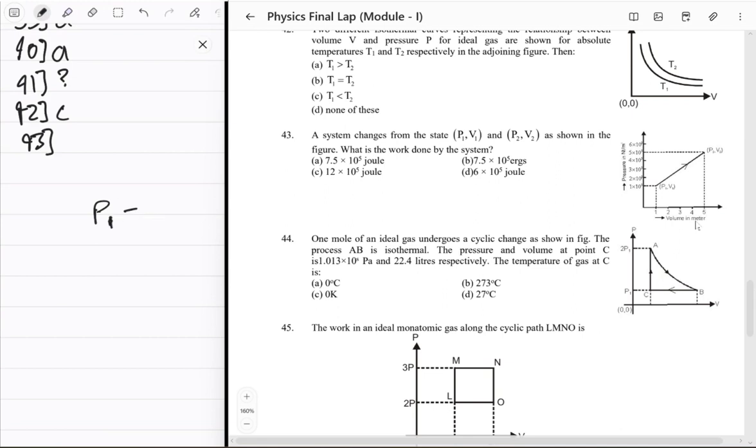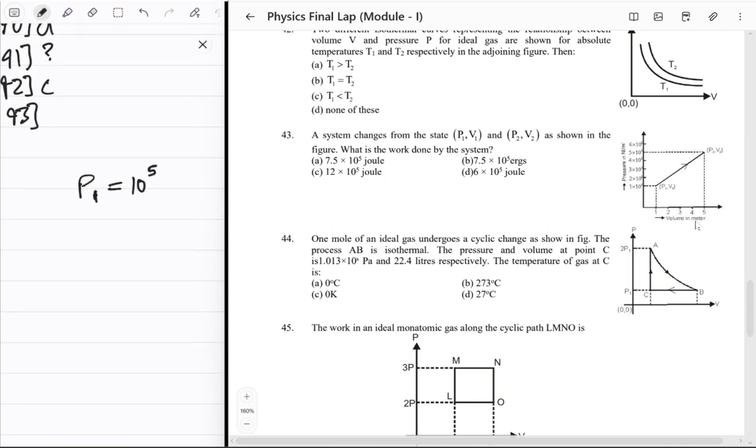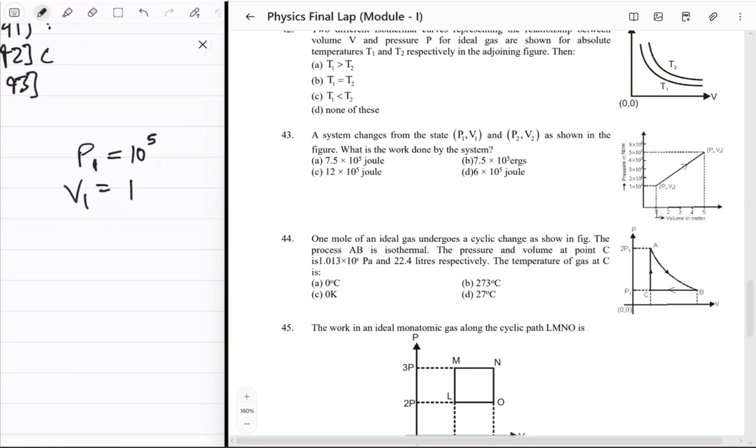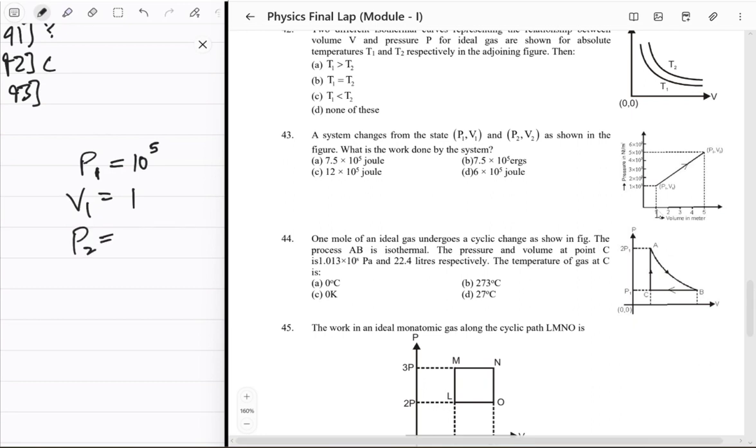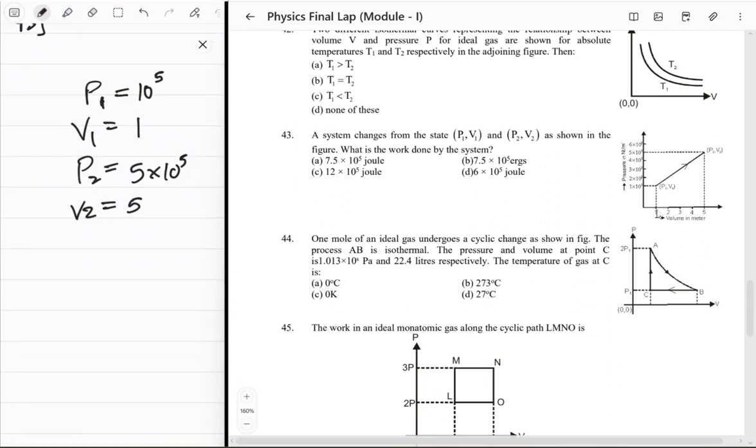So P1 is just 10 power 5. Okay, that's 1 atmosphere. And what's the volume? V1 is 1 meter cube. Okay. P2 is what? 5 times 10 power 5. इसको atmosphere में लिख दो. नहीं, जाने दो. So 5 times 10 power 5. Right? Yeah. And what is V2? So V2 is 5. Cool. So क्या कर रहे अपन? What is the work done by the system?